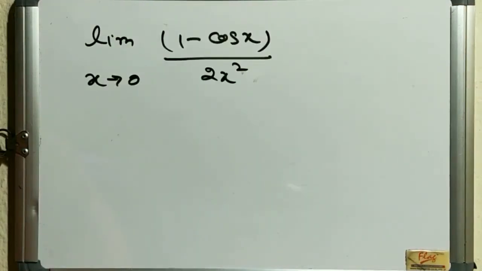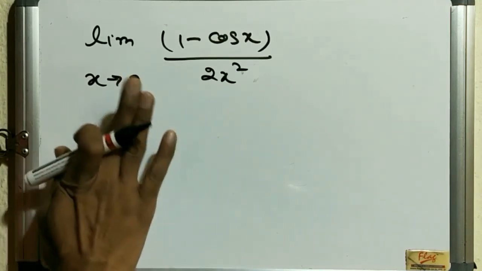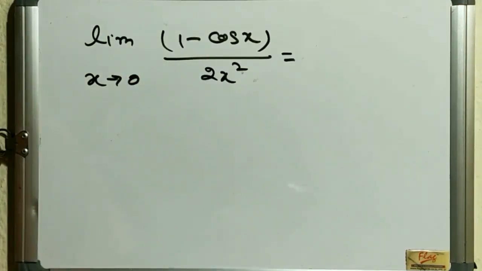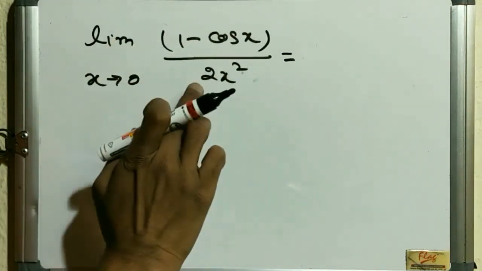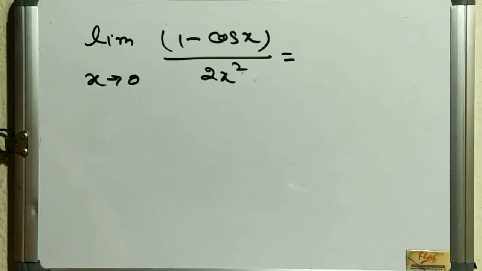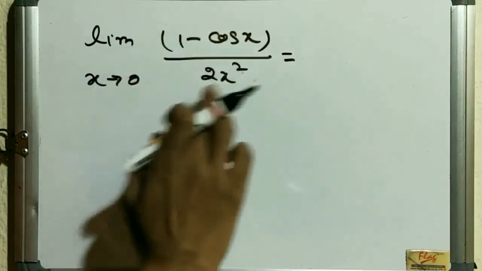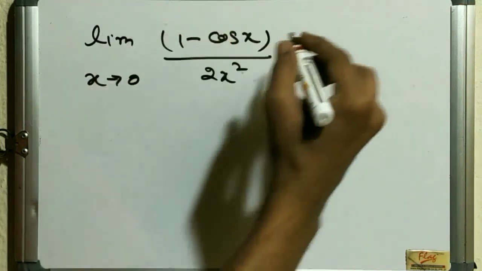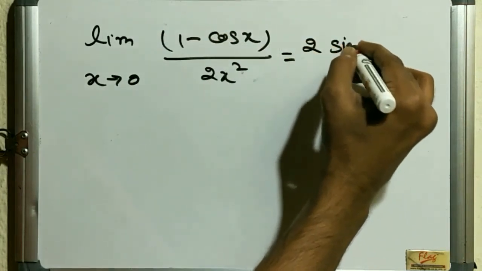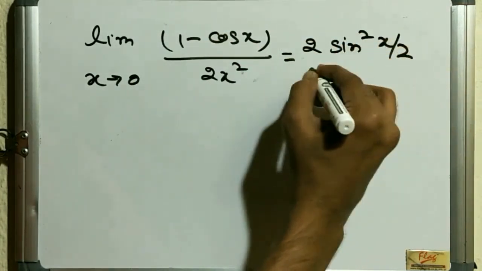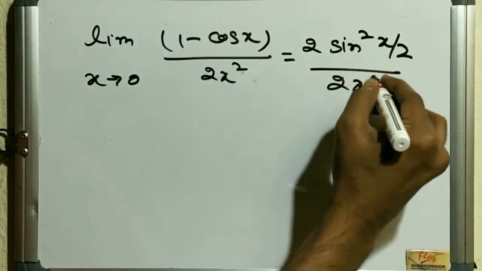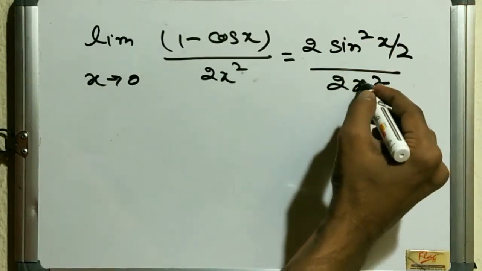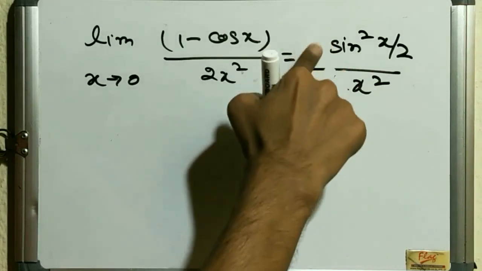Friends, let us try to solve another question based on trigonometrical limits. When we put x equal to 0 in this expression, we get (1 minus 1) divided by 0. So an indeterminate form of type 0 by 0. So we will have to apply some transformation over here. Now 1 minus cos x can be written as 2 sin square x by 2 divided by 2x square. Now 2 will cancel.